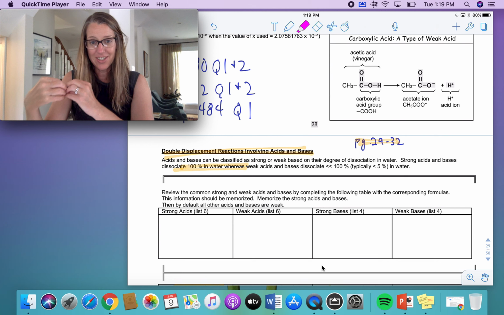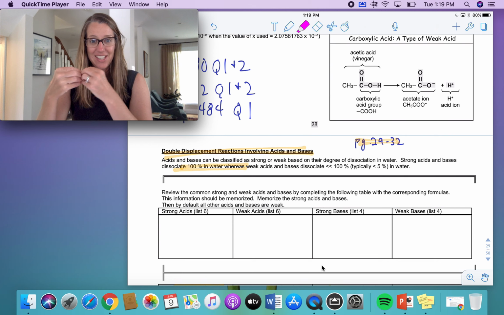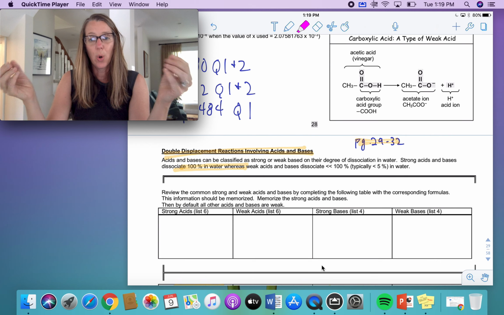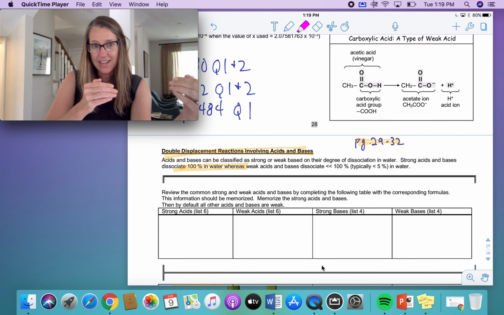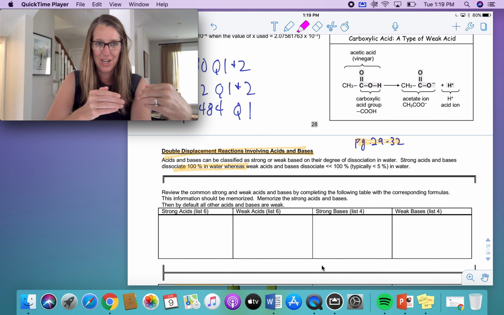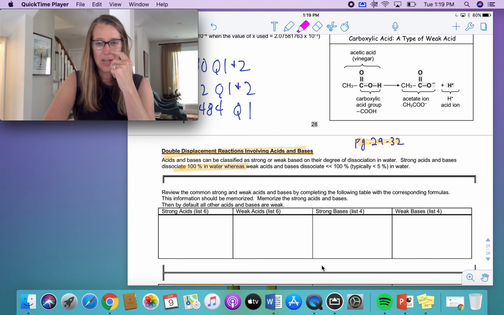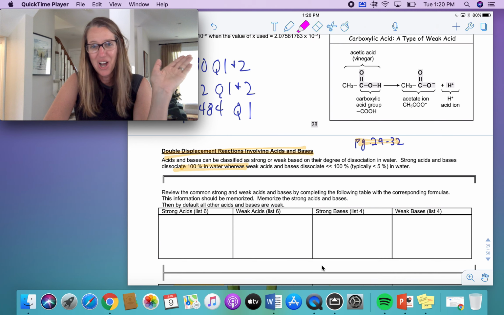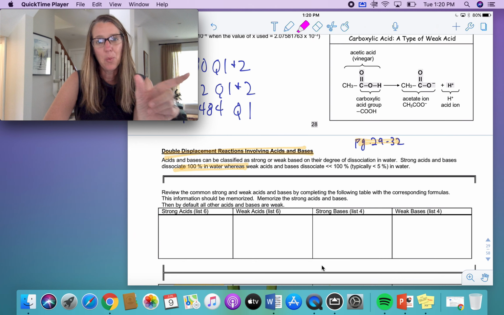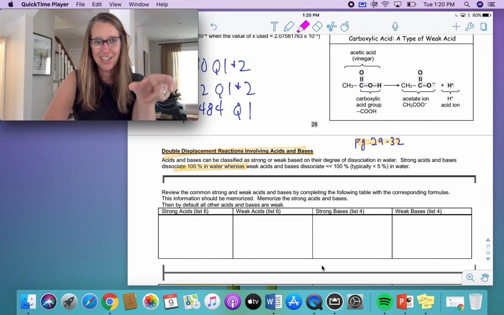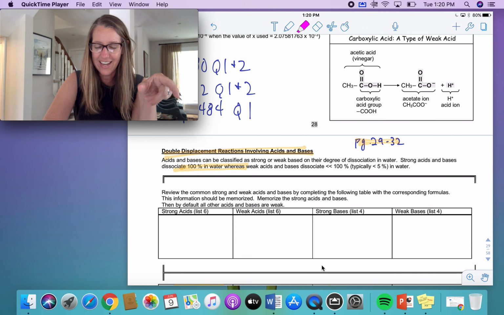Strong or weak depends on whether that acid dissociates 100%, or is it a weak acid or a weak base, and then it's typically a lot less than 100%. Somebody had asked me the question, is there anything in between? Not really. They're either strong or weak, but within that weak range, you do have some variability. Some are weaker than others, but they're all in that category of weak, quite a bit less than 100%.